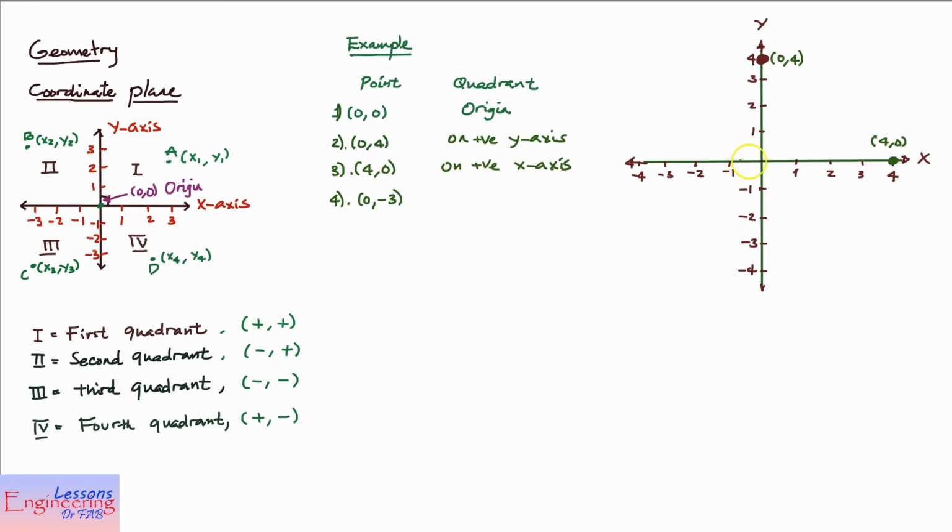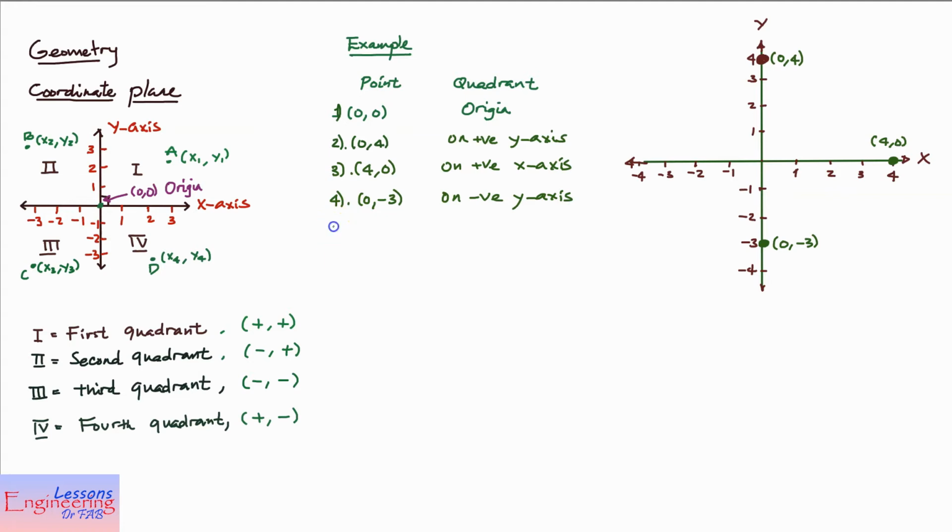Example 4: 0, minus 3. Here x is 0, and the y is minus 3. So it's this point here, where x is 0 and y is minus 3. Again, this is on none of the quadrants, but on the negative y-axis.